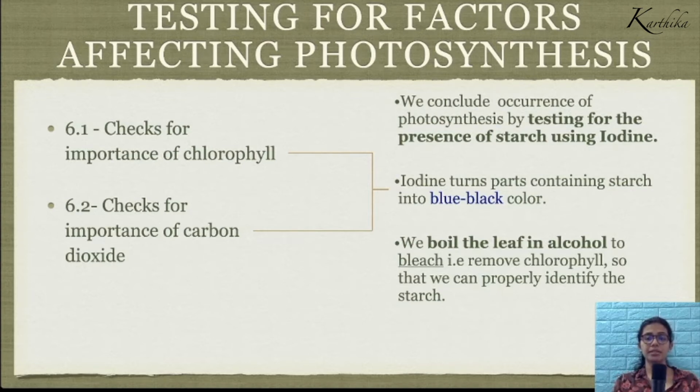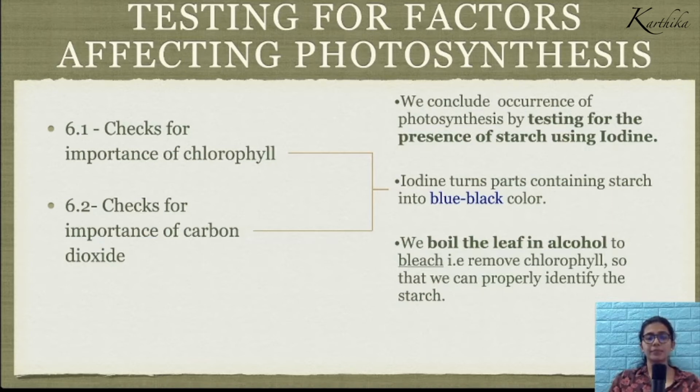And what is the iodine test used for? For testing the presence of starch. Iodine turns parts containing starch into blue-black color. So remember, the extra carbohydrates that are created during photosynthesis are stored in the form of starch in plants, right? So if there is starch, it means photosynthesis has occurred. And how do we test if the starch is present? Using this iodine test, because iodine turns parts containing starch into blue-black.